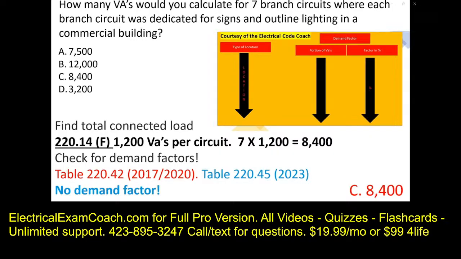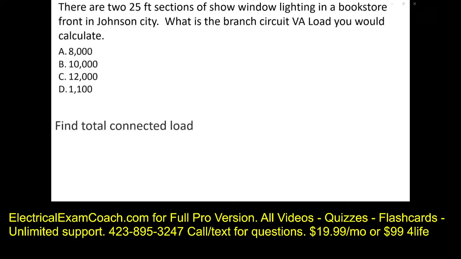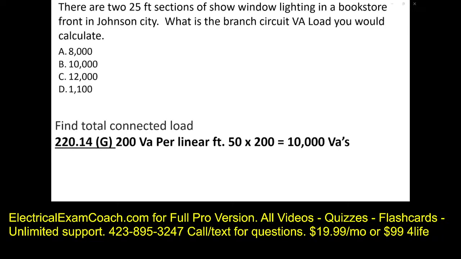Great job. There are two 25-foot sections of show window lighting in a bookstore front in Johnson City. What is the branch circuit VA load that you would calculate? Step 1, we're going to find our total connected load. For this, we're going to head to 220.14(G). It's going to let us know that it's 200 VA per linear foot. We take our 50 feet multiplied by 200 VAs each. That's going to give us a starting connected load of 10,000 VAs.